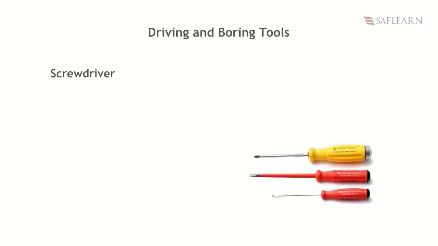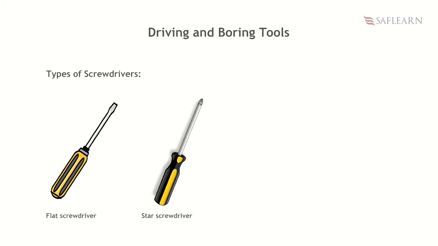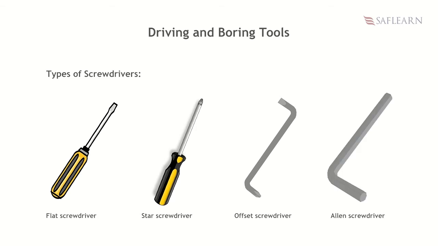Screwdrivers are also driving tools, and they have different shapes and sizes. They are used to drive screws in and out of wood or metals. A screwdriver has a long blade with a tip that can fit into the slots or grooves in the head of the screw. Some types of screwdrivers are flat screwdriver, star screwdriver, offset screwdriver, and Allen screwdriver.